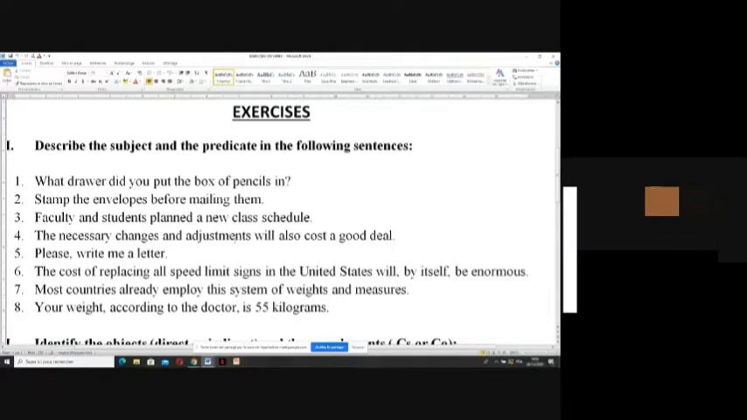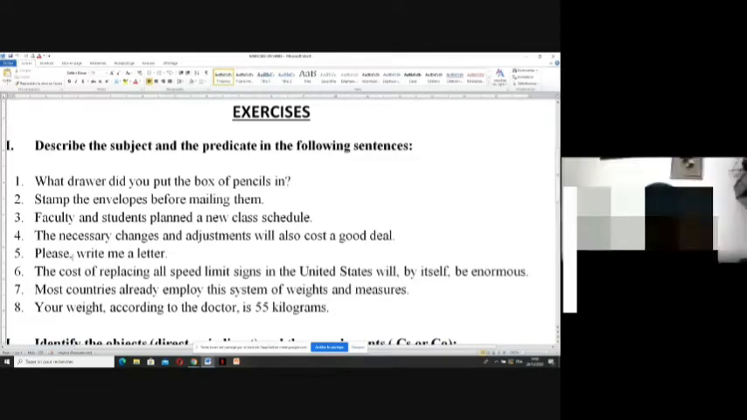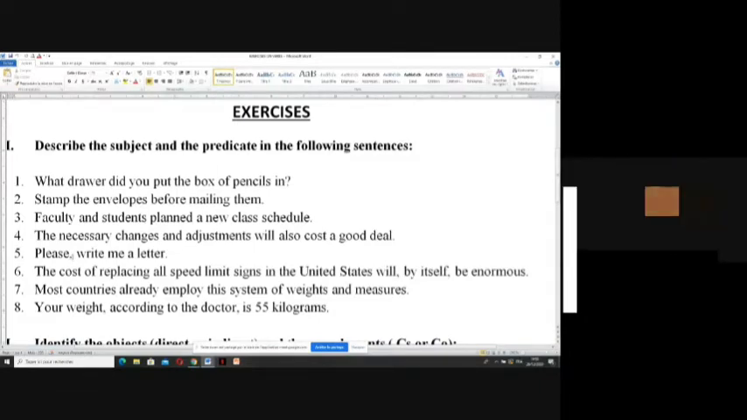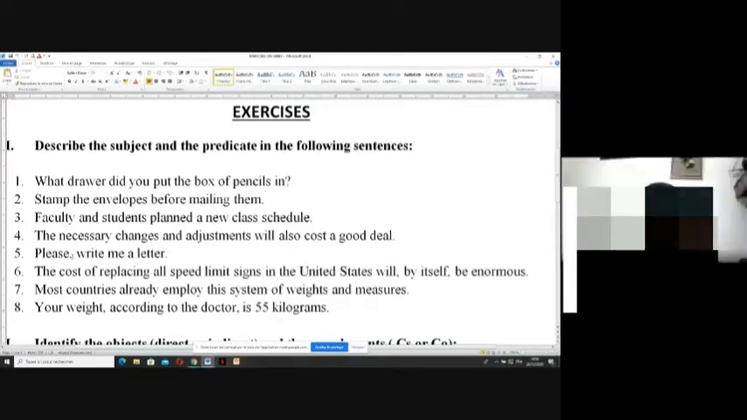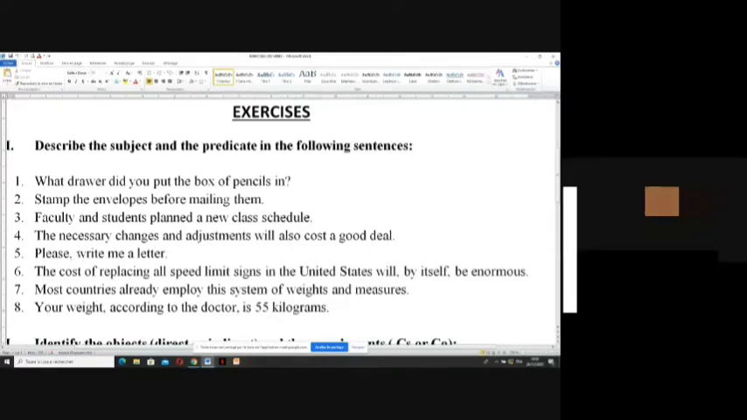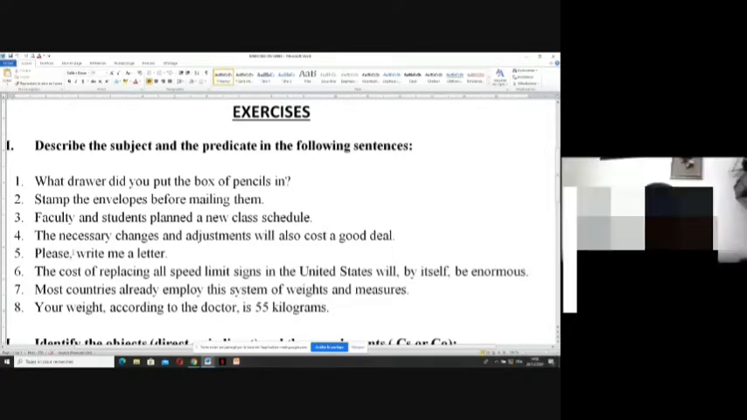Please write me a letter. The subject in this sentence is you, and write me a letter is the predicate. Good. But we didn't do number 4. Okay, no problem, we'll go back to 4. Now he has answered number 5. In this number 5, you have you as an implicit subject because we are dealing with an imperative sentence. Thank you. That's right.